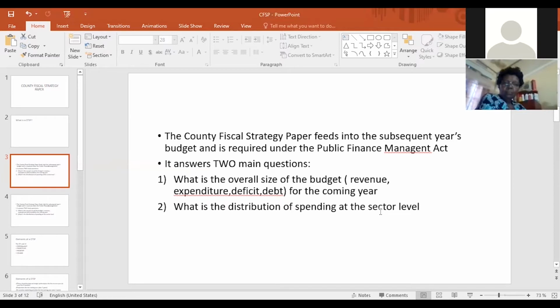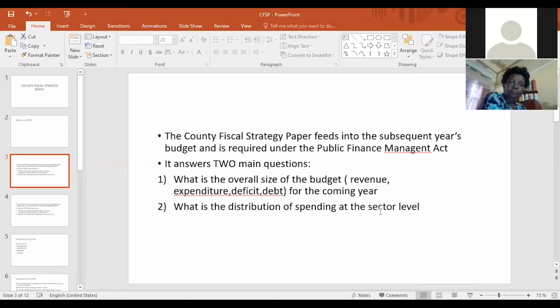So it also highlights the overall size of the budget. You may find that our total county budget is maybe 20 billion shillings. And then it shows us the revenue, the income they are expecting to get, the expenditure, how much will be used, the deficit balance, and debt, the amount that will be borrowed for the coming year. Since we are in 2021, the coming year is going to be 2021, 2022.